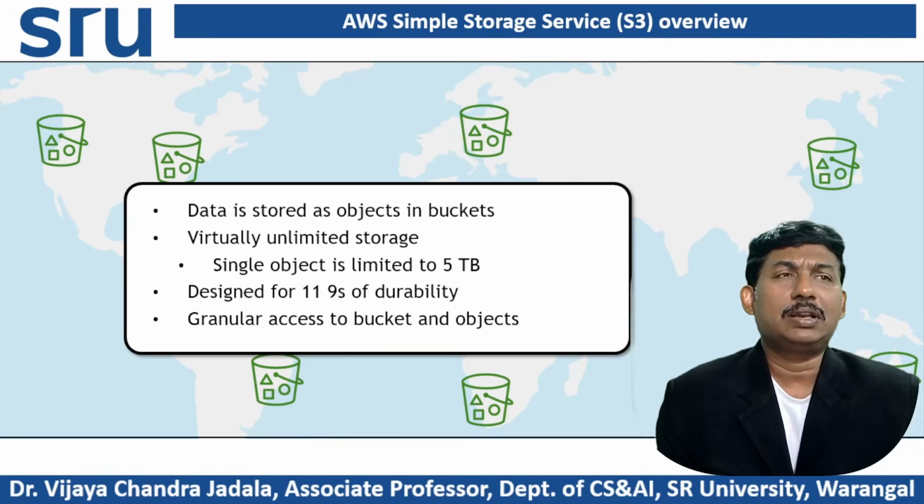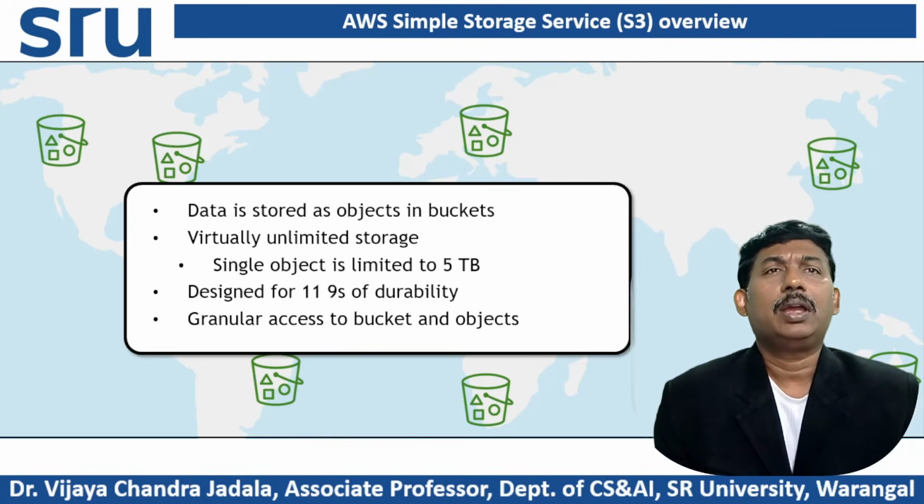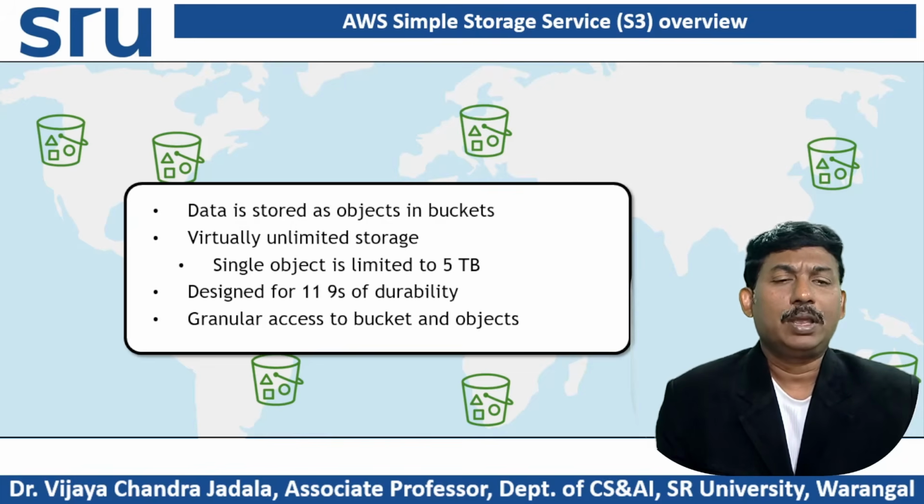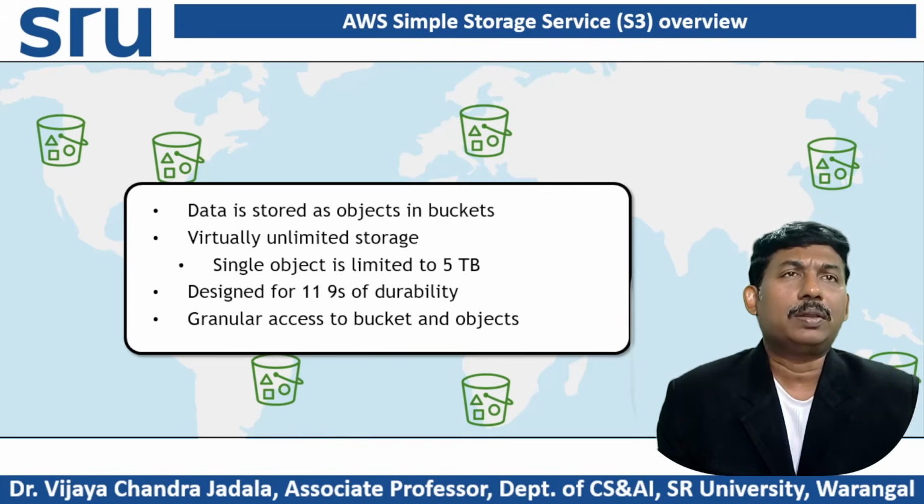For objects larger than 100 MB, S3 recommends the multipart upload capability for better throughput and reliability. So if the object is 100 MB or more, it will suggest a better option, multipart upload, where the object is divided into different parts and the parts are uploaded separately.